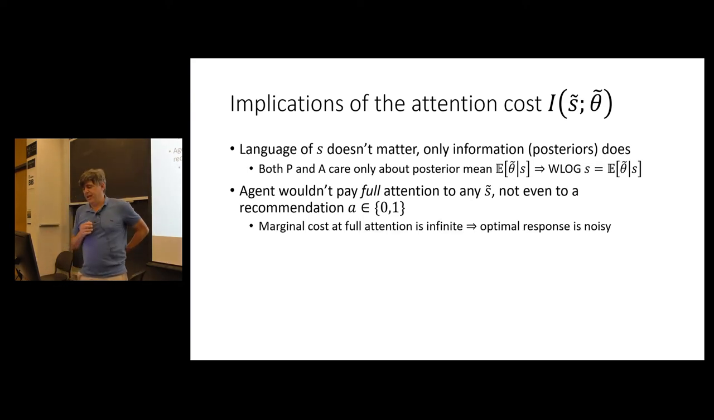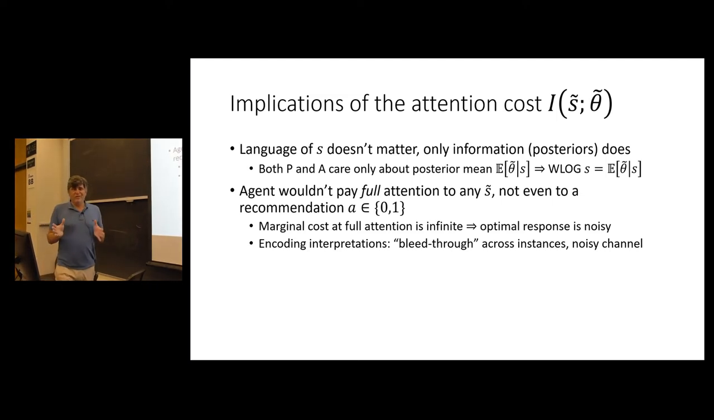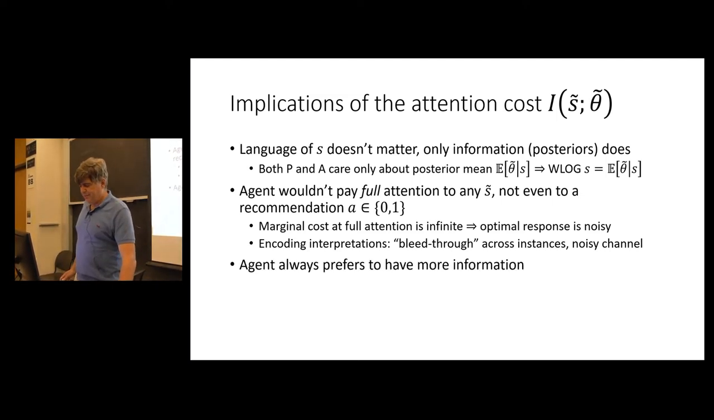Another thing is the agent would not blindly obey any signal. It seems to some people, well, if you just tell the agent act or don't act, this is only one bit of information. Why wouldn't the agent just obey if it's a good recommendation? But the agent would never obey for sure, because the marginal cost at full attention is infinite. So the agent would always prefer to save some cost by introducing noise. Optimal response is always noisy, and if you think about information theory, it's not surprising. When you do compression, you optimally do some lossy compression when you have many IID signals.